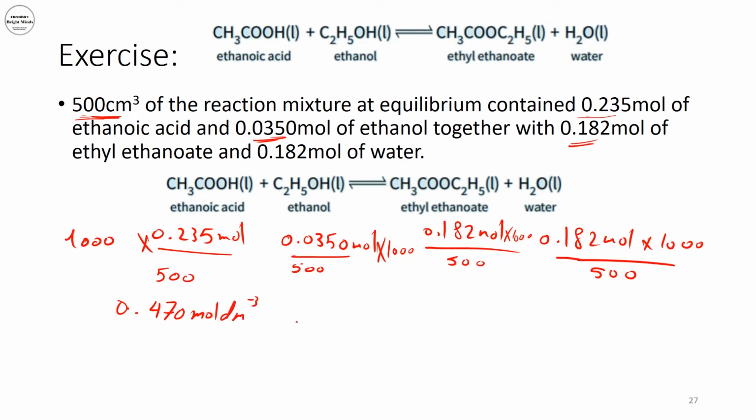Now for this one it is equal to 0.070 moles per cubic decimeter, and in here I have also 0.364 moles per cubic decimeter, and the last one will be the same because they have the same value, so 0.364 moles per cubic decimeter.